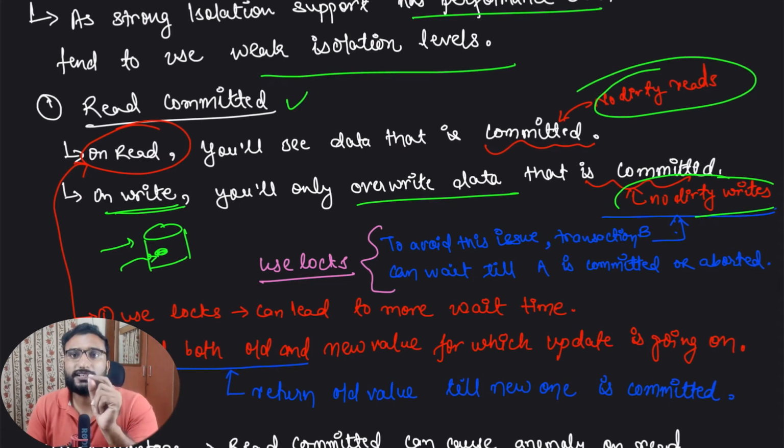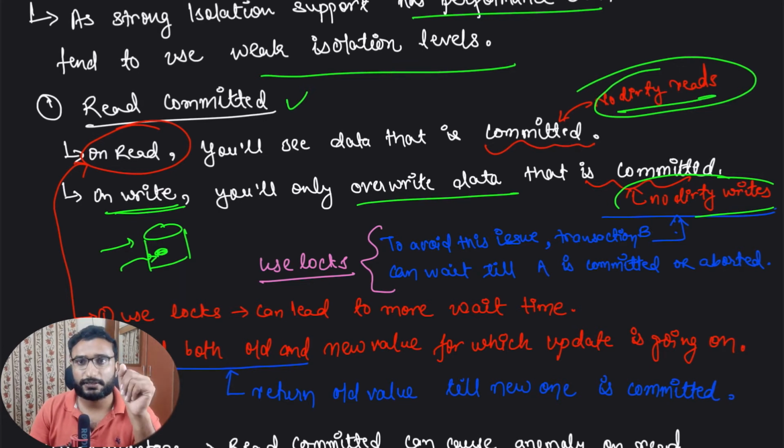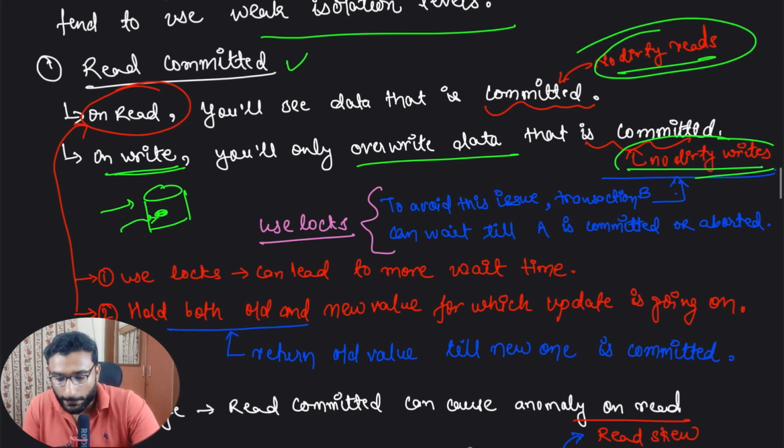If we are ensuring that the entry is already committed, and if we are trying to read it, we are ensuring that there are no dirty reads. If we are ensuring that the write is already committed and we are trying to overwrite it, then we are ensuring that there are no dirty writes. How can you do it? How can you ensure that there are no dirty writes?